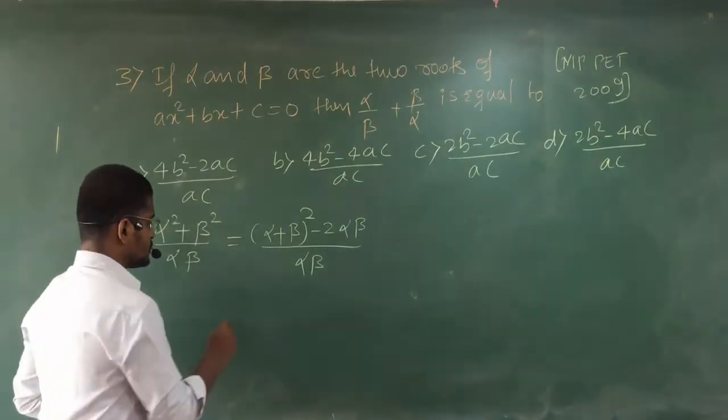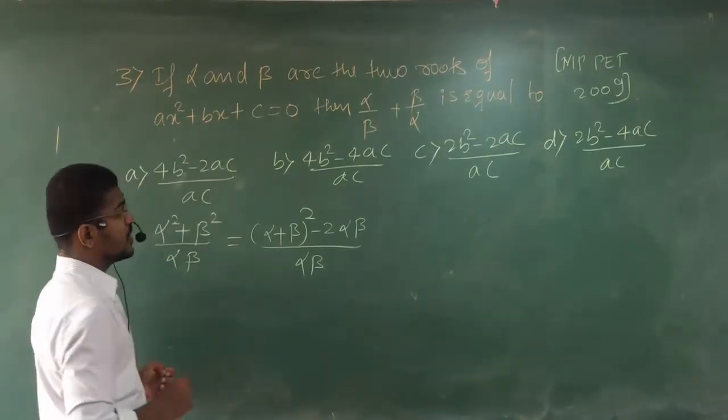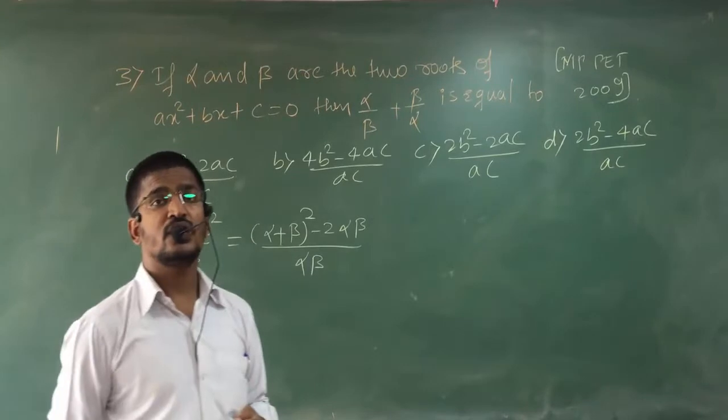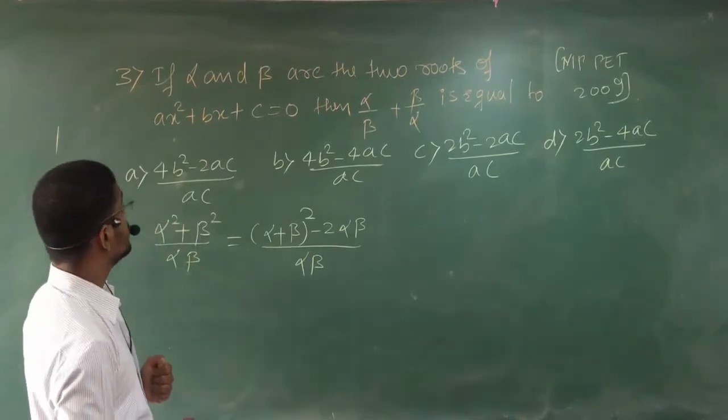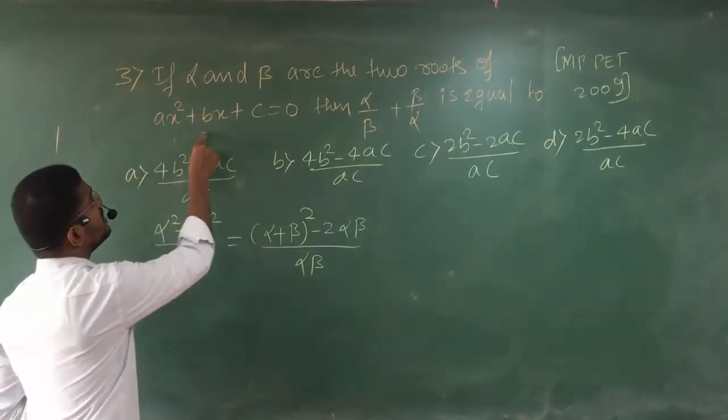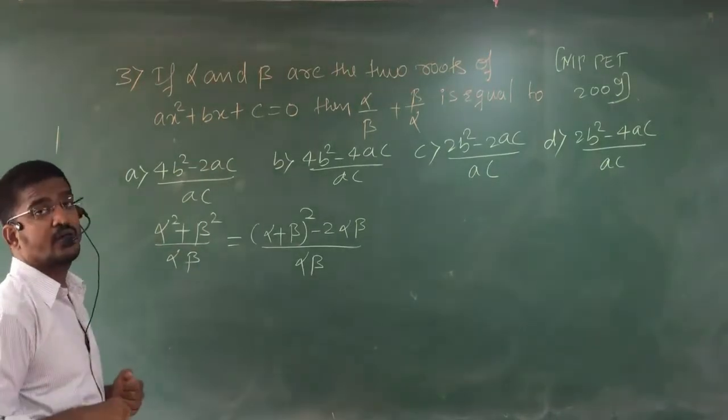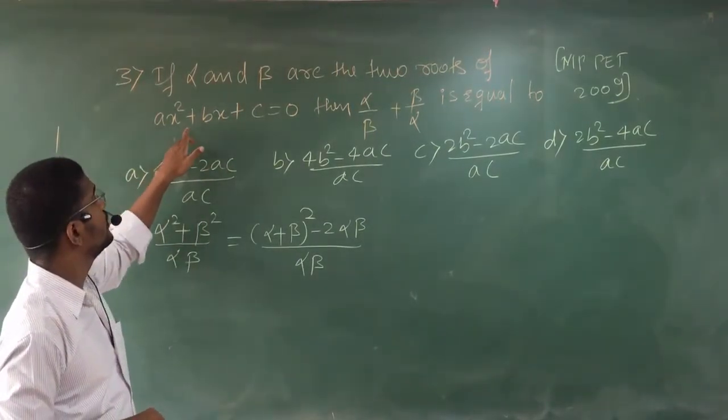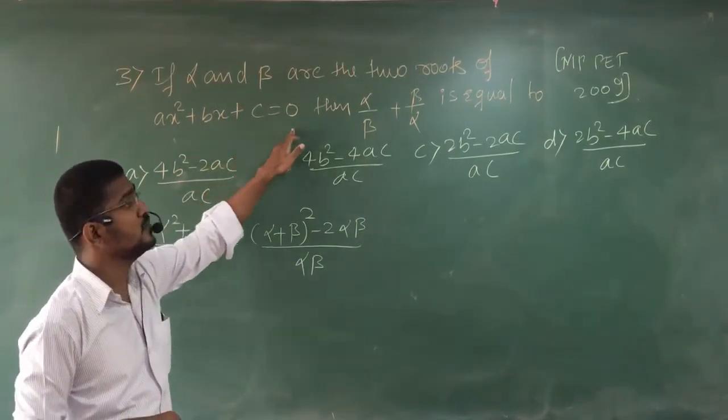So now, what is your alpha and what is your beta? That is also one of the important things. Already the algebraic equation is given, that is ax square plus bx plus c equal to 0.